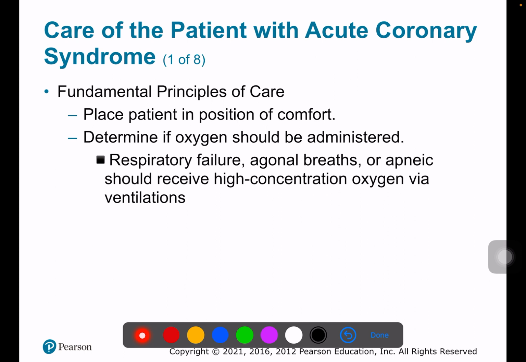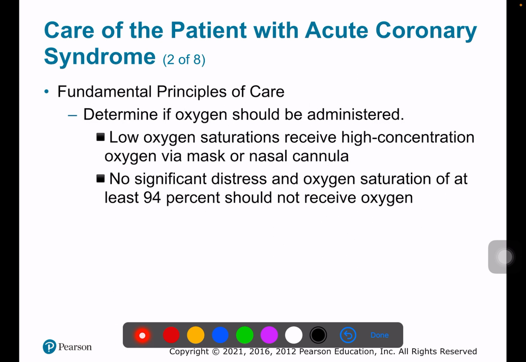So the fundamental principles: place the patient in a position of comfort. Let them take care of themselves. They know where they need to be. Determine if oxygen should be administered. So you're getting your baseline vitals. Put them in a position of comfort and know where their oxygen levels are. Sometimes they need oxygen, sometimes they don't. Respiratory failure would be a sign, as you're going to see agonal breaths. They're apneic, which is breathless. There's no breathing at all. They should receive high concentration oxygen via ventilation. So if you've got agonal or apneic, you're breathing for them.